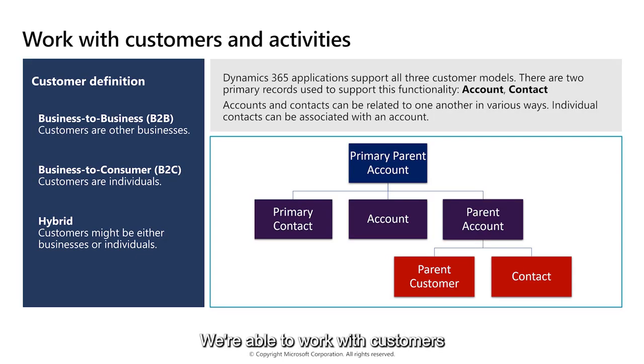We're able to work with customers and activities. We have different types of customer models. We have B2B, business to business, in which we're a business selling to other businesses or supporting other businesses. Or we have business to consumer, B2C, whereby our customers are individuals. We're selling to people rather than businesses. And also we have hybrid, in which it could be either a business or an individual.